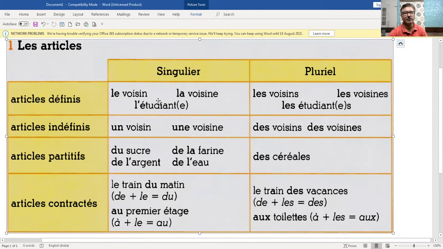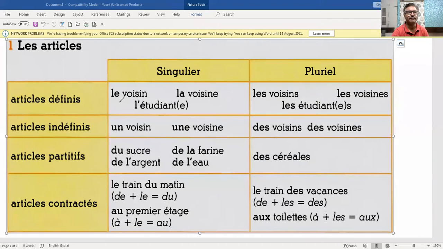Article défini, le voisin, la voisine. Singular is the neighbor, and if that neighbor is feminine, we will say la voisine. This also means the neighbor, singular, but feminine. Le voisin, masculine. La voisine, feminine.